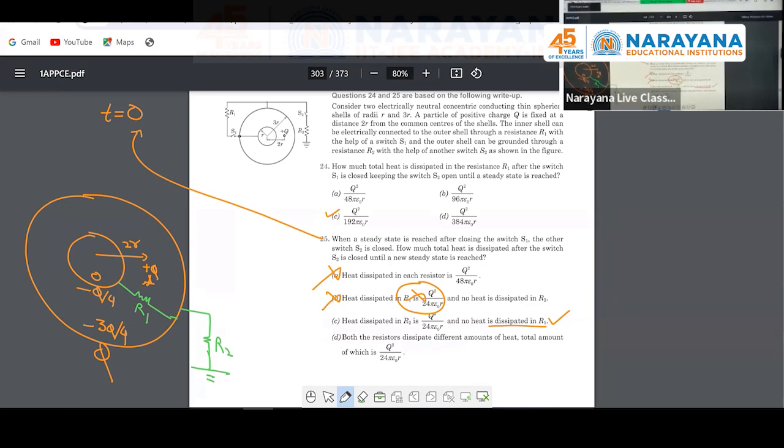शुभम, अब क्या बोलना चाहते हो, बोलो. हाँ.